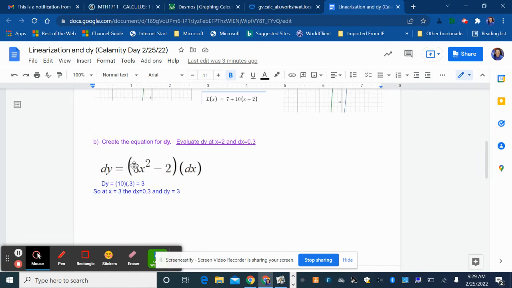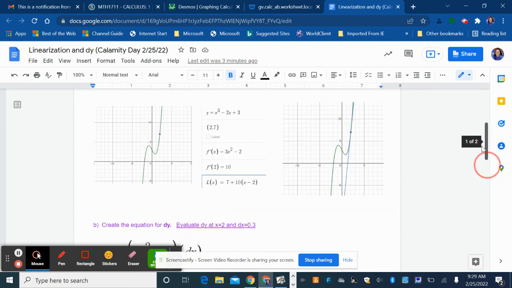So remember, dy is just the derivative times dx. Well, I already know the derivative is right here, and then dx. So that's the equation for dy. Then to evaluate it, I plugged in 2 for x right here, and for dx, I plugged in a 0.3. So what that means is on this graph, as I move over 0.3 to the right, so right here, if I move over 0.3, I would move up 3. So my dx is 0.3 and my dy is 3.